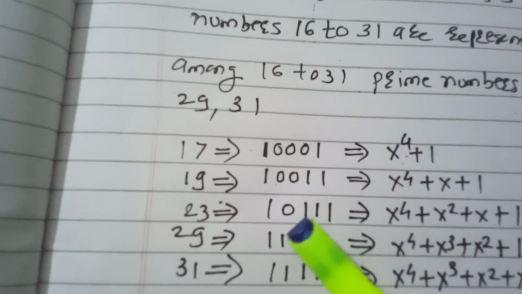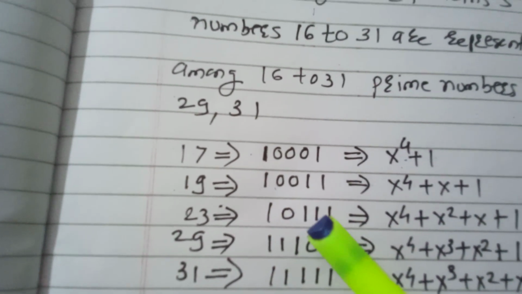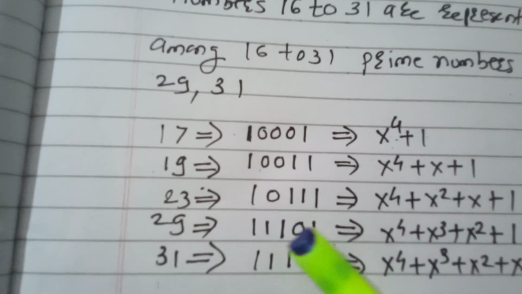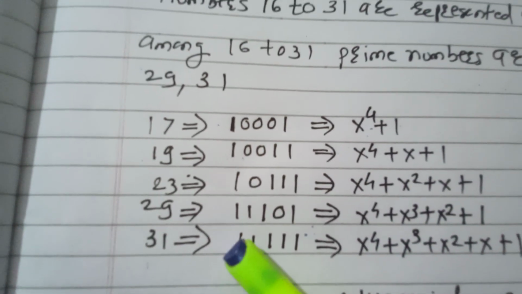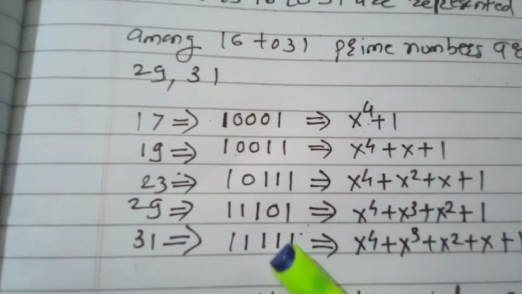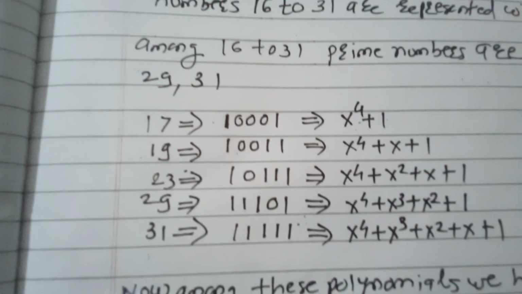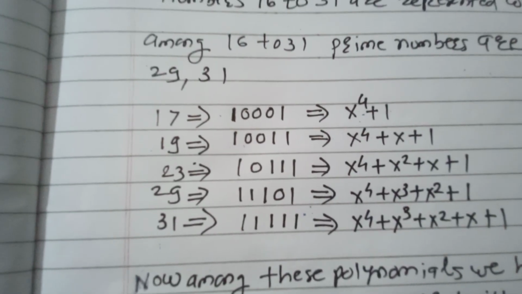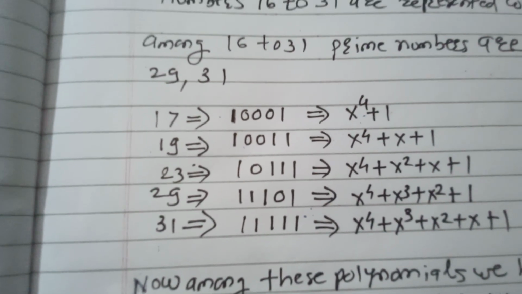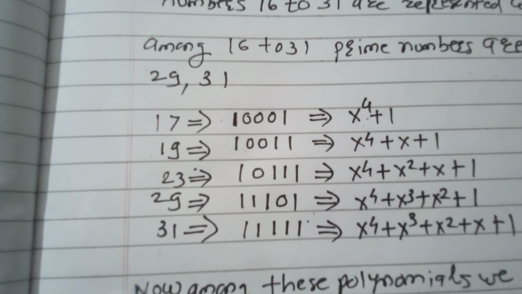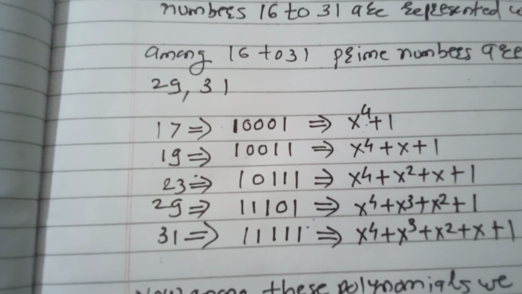Here x cube is not there, so x4 plus x square plus x plus 1. Then x4 plus x cube plus x square plus 1. Then x4 plus x cube plus x square plus x plus 1. So these are the prime numbers and their polynomial representations, where you are getting polynomials of order 4, that means highest degree equal to 4.